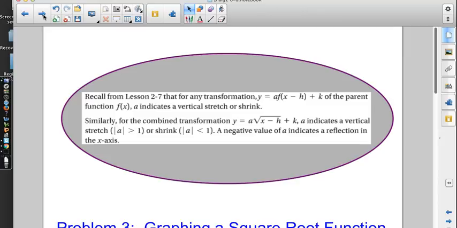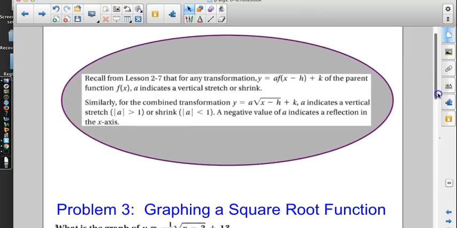So similarly, for the combined transformation, y equals a square roots of x minus h plus k. A is a vertical stretch if A is a number bigger than 1. Again, don't think positive or negative. That's responsible for a reflection. And then if we have a fraction between 0 and 1, then we have a compression. Negative value, reflection over the x-axis.